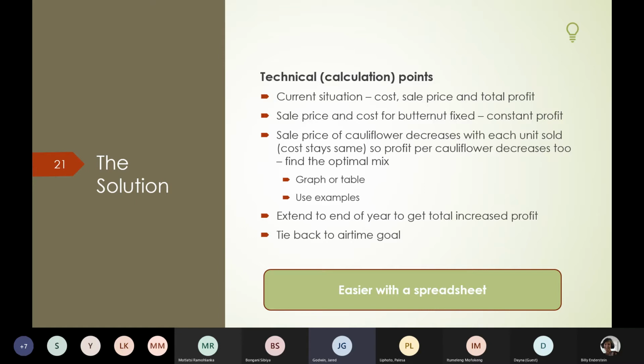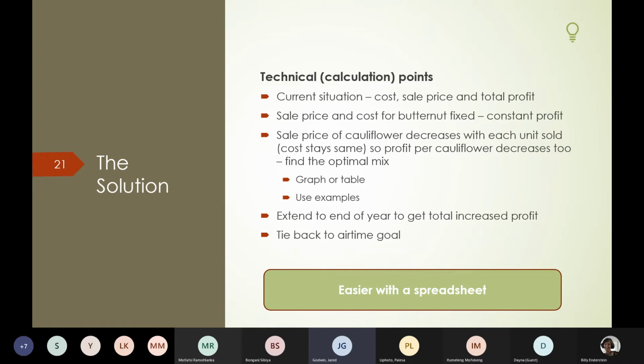You had to say, what is the game we're playing? The game is that we have only space for 10 vegetables. We currently sell butternuts only. The cost price is this much for it, and the sale price is this much, and therefore the individual profit is sale price minus cost price equals the profit. So our total profit is that times 10.